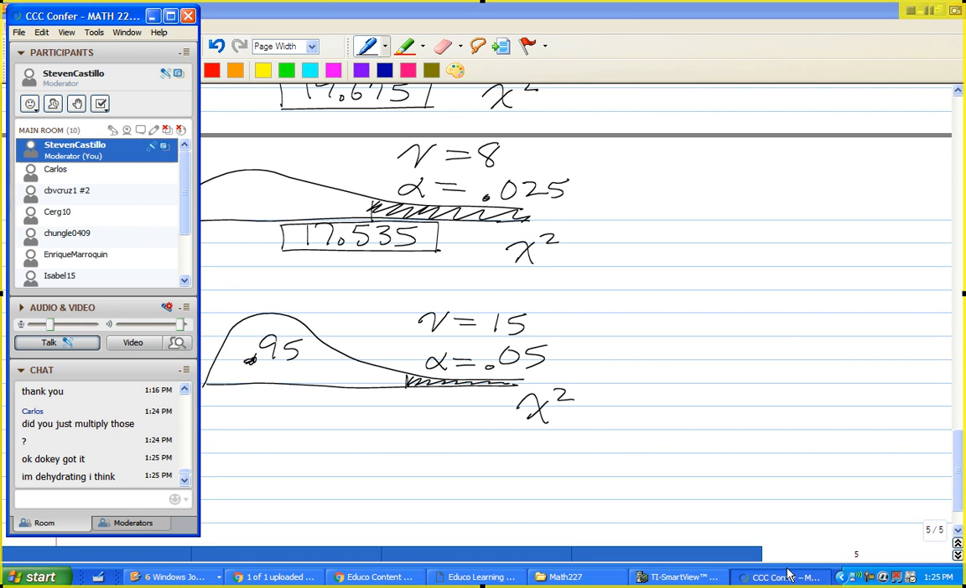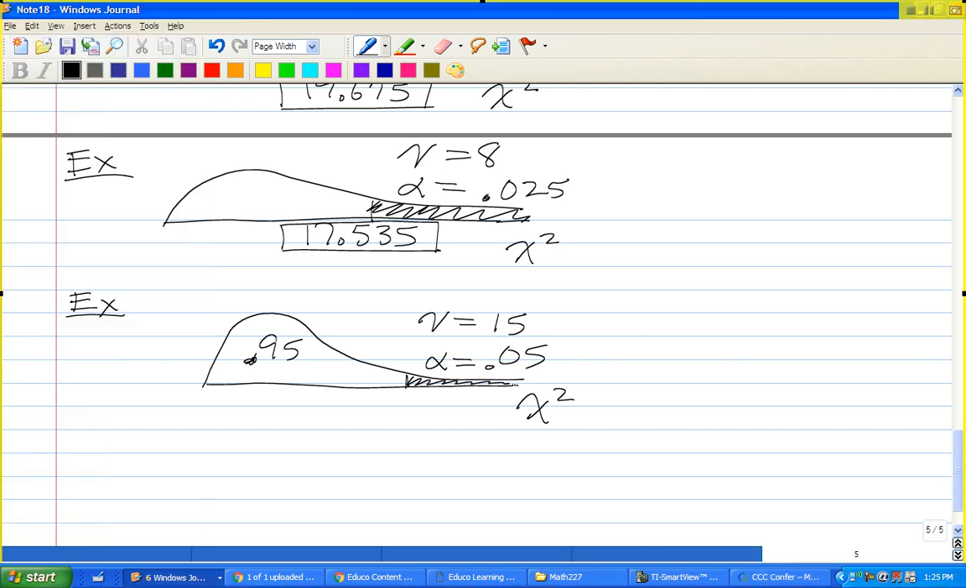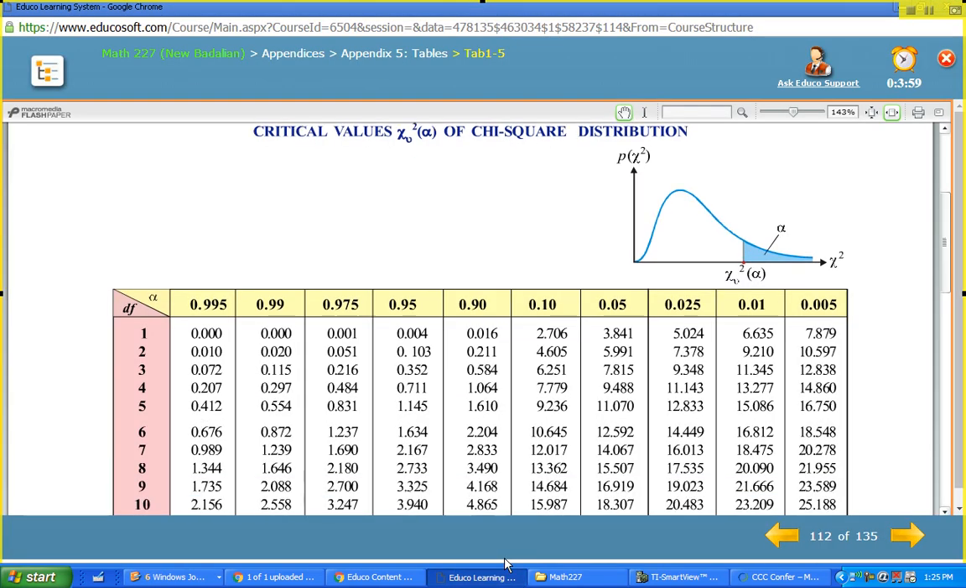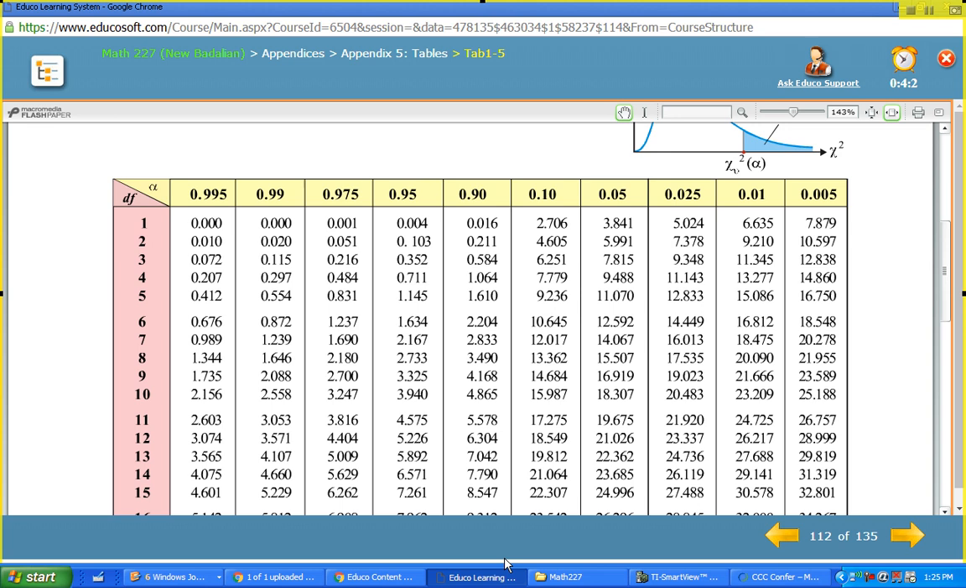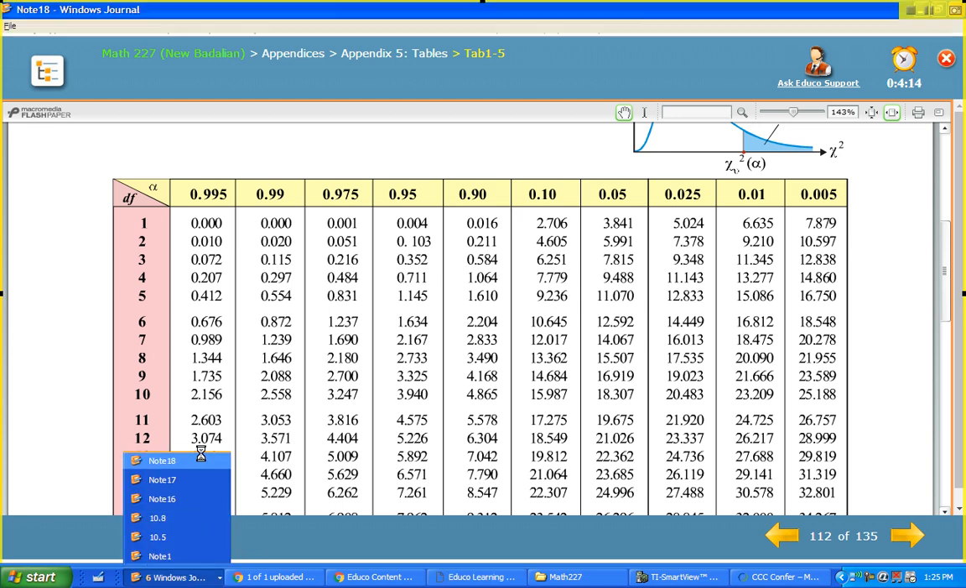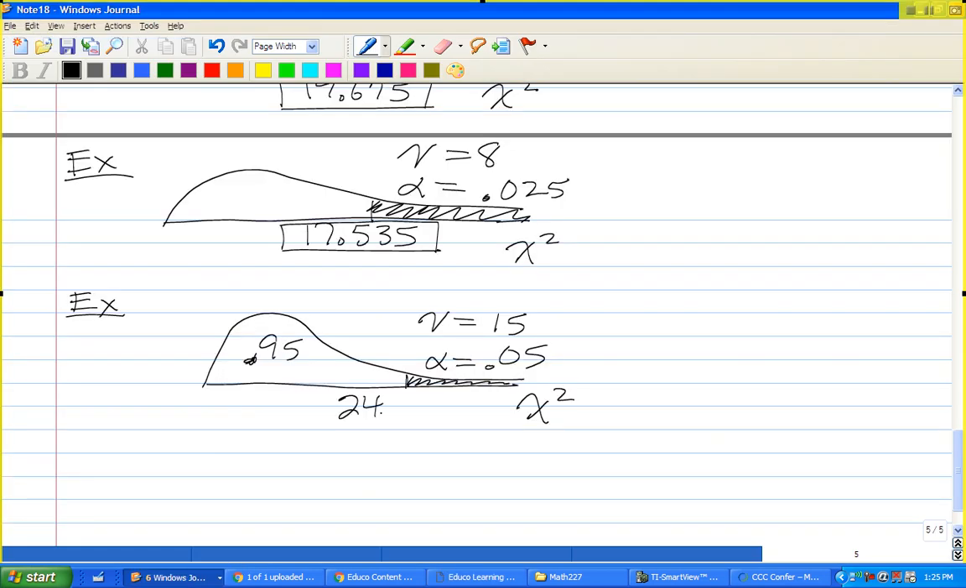Okay, so now, if the area to the left is 0.95, then the area to the right is 0.05. And so let's look at this. Degree of freedom is 15, and the area to the left is 0.95, therefore the area to the right is 0.05. And so my answer is 24.996. And that is your answer.